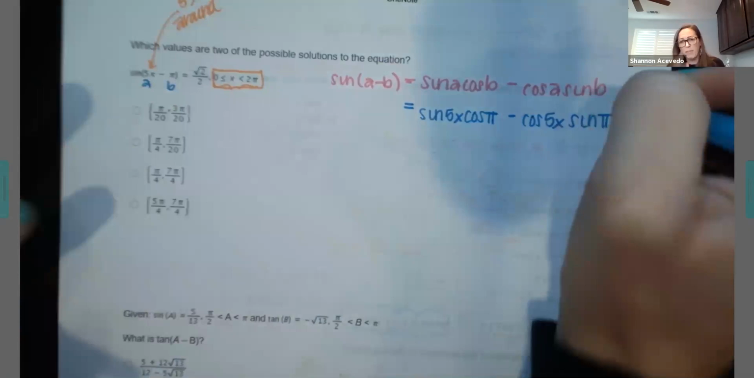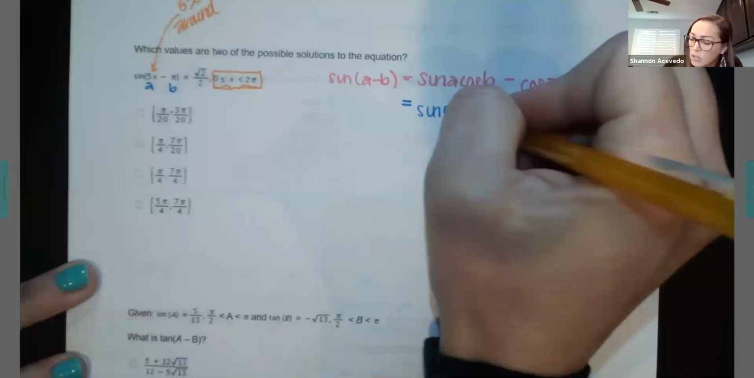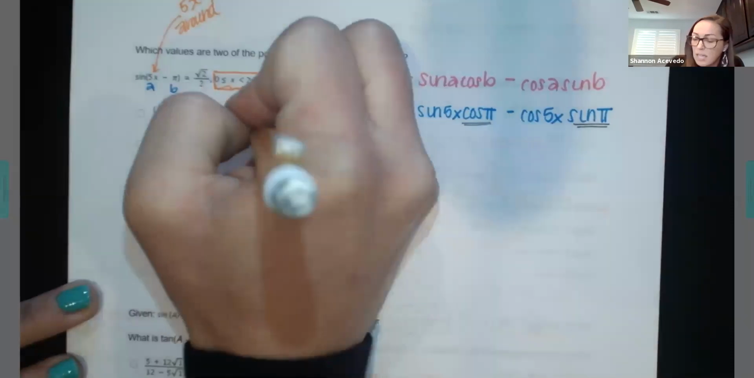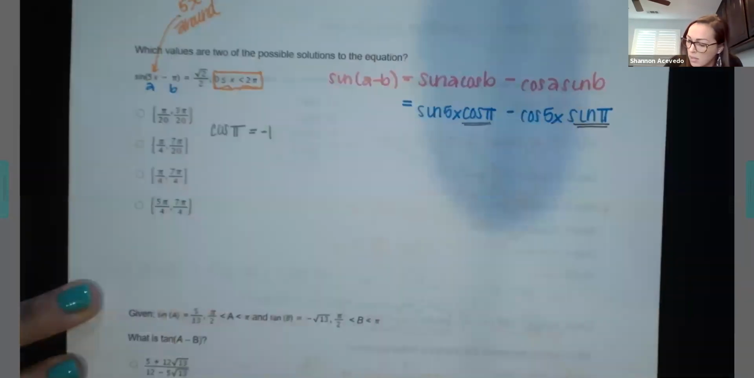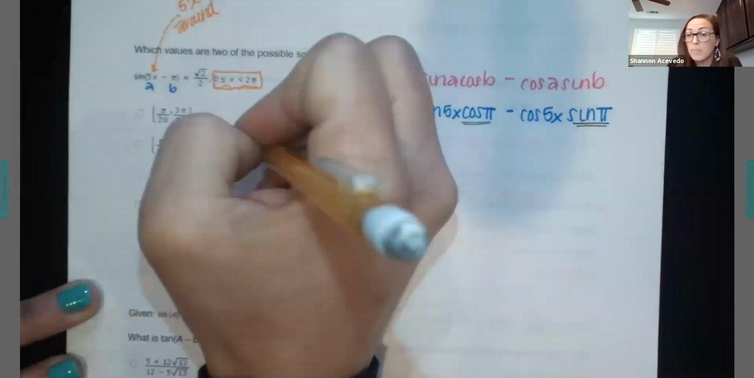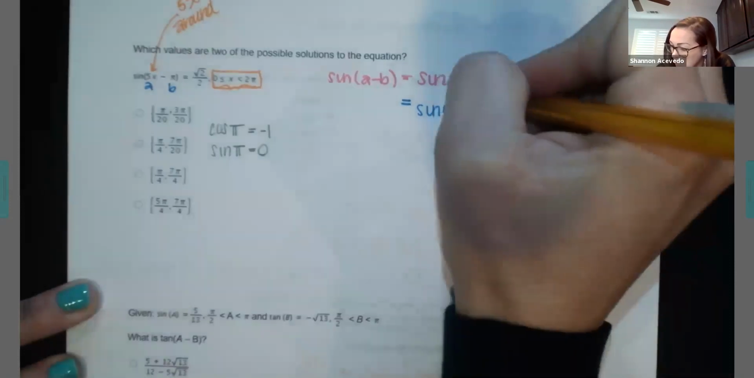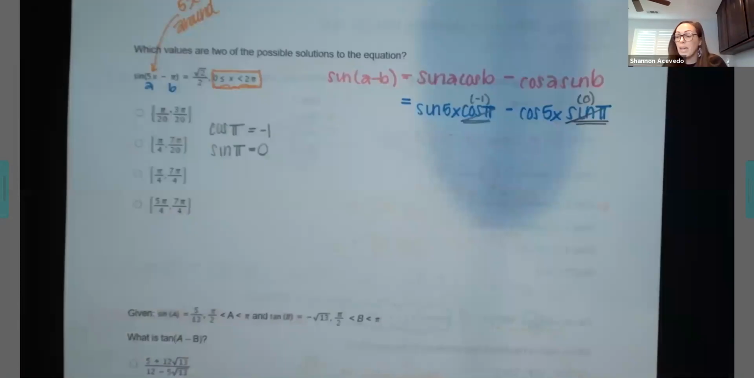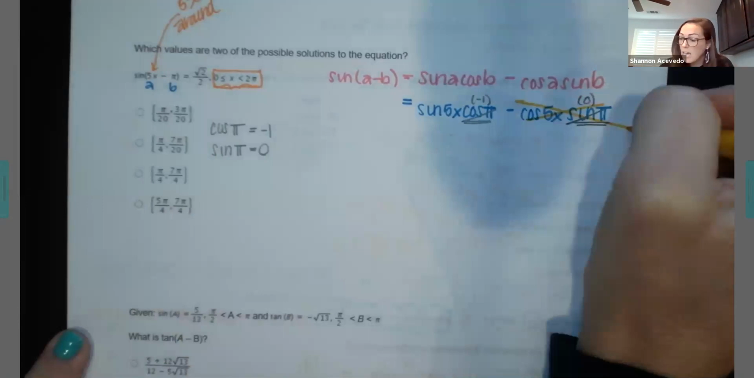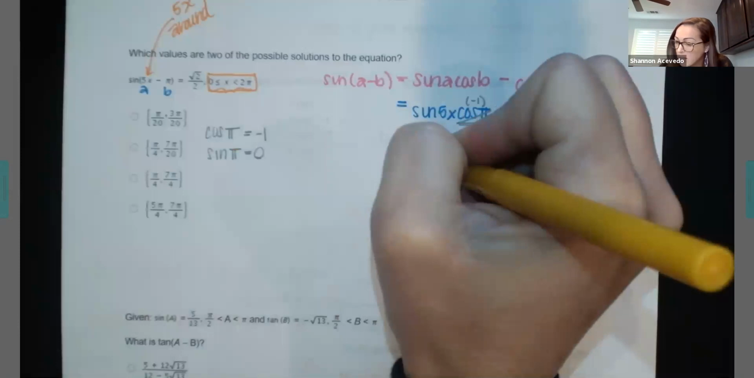And I look to see, can I simplify any of this? Well, these values are on my unit circle, right? If I go to my unit circle and I look at my pi, cosine of pi is -1. Sine of pi is going to be 0. So this value is just going to be a -1. This value is a 0. Awesome, because cosine of 5x times 0 is just going to cancel out. It's gone. And I'm left with just negative sine of 5x.